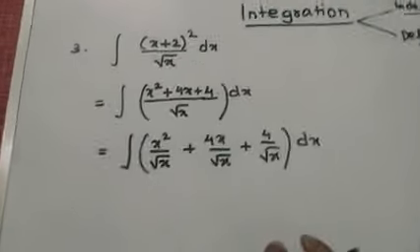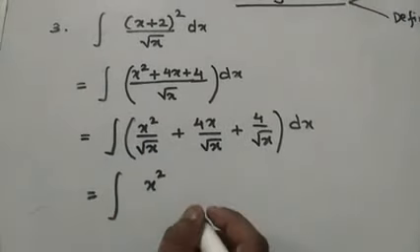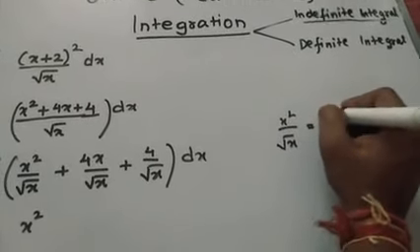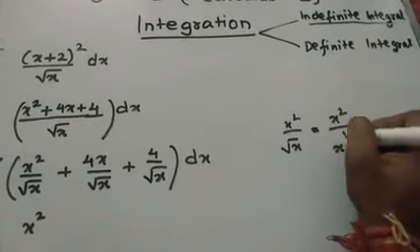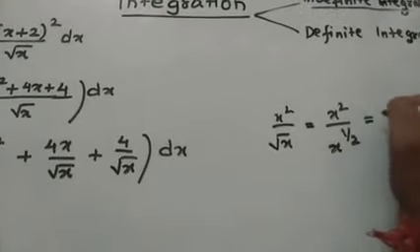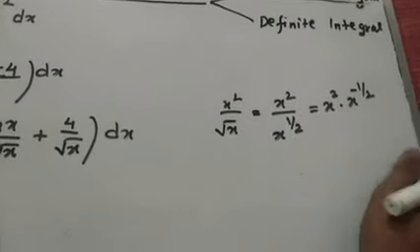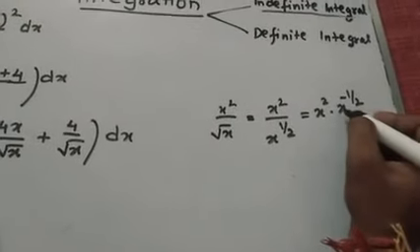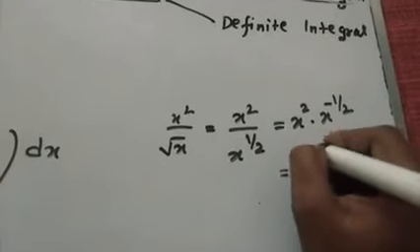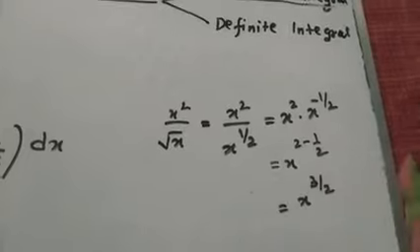Now, x square by root x. We know that root x means the power of x is half. Now if this term goes from the denominator to the numerator, it becomes x square into x to the power minus half. In multiplication, the bases are the same, so the powers are added, that is x to the power 2 minus half, which is x to the power 3 by 2.